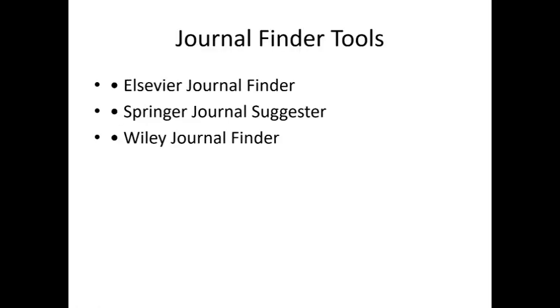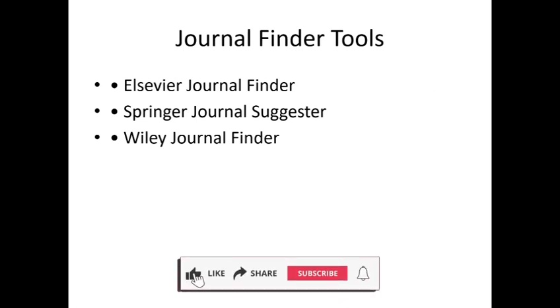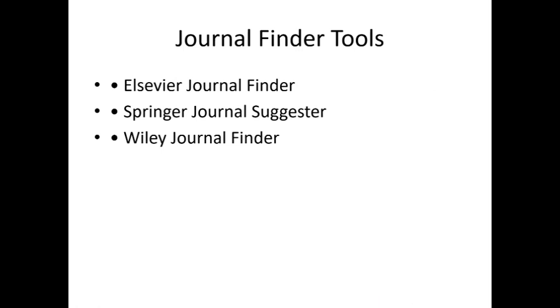Then how to find a journal? That's a very big question for all. If you have your abstract and title ready, you can use Elsevier Journal Finder. You give your abstract and title, and they will suggest certain journals. Accordingly, you go to the journal site, see which quartile journal it is, what the impact factor is, and what the time taken for publication and for the first decision is. Accordingly, you can select your journal. Springer Journal Suggester is there, Wiley Journal Finder is there. All these tools can be used.